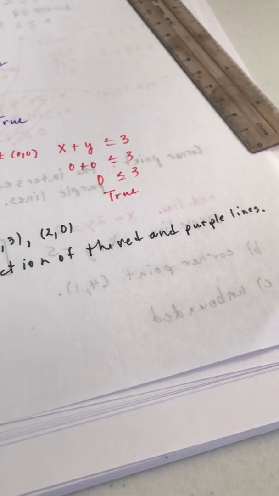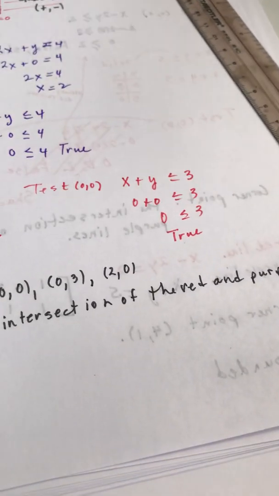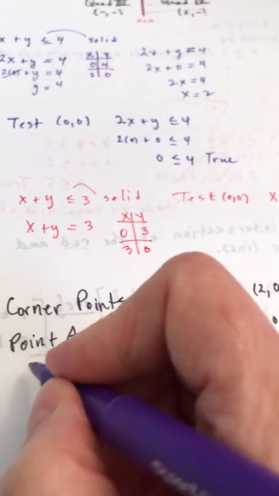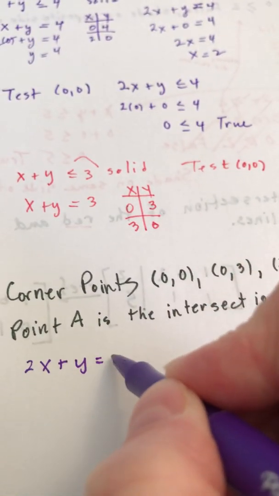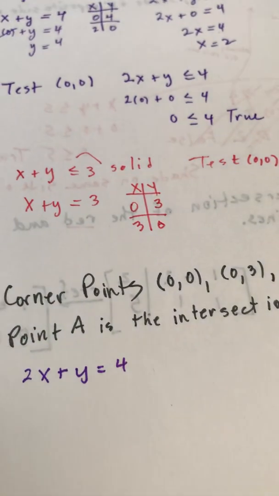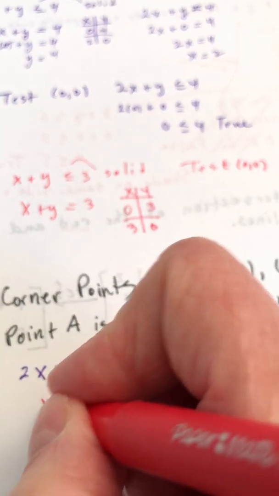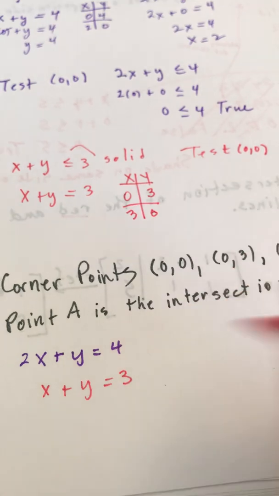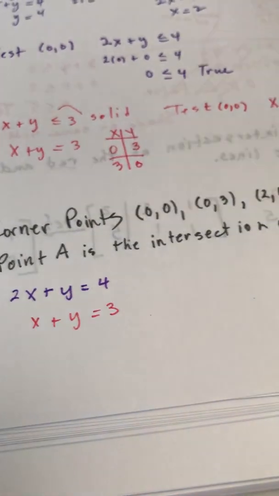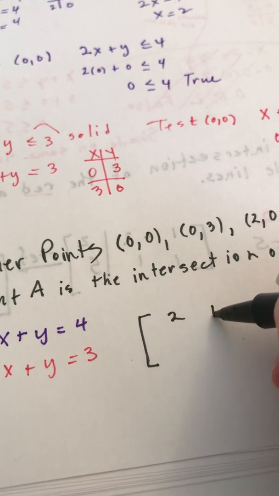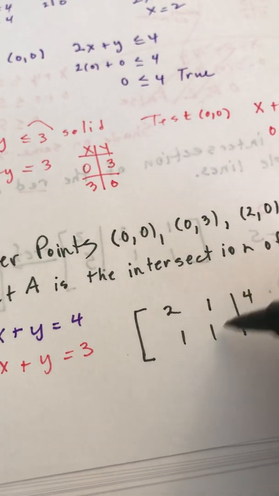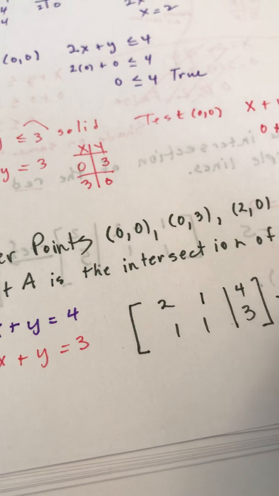Now, do you remember how we did that before? We took the purple line, which was that first one, 2x plus y equals 4. And the red line is x plus y equals 3. And what do we do with them? We put them in a matrix and did RREF on the calculator.